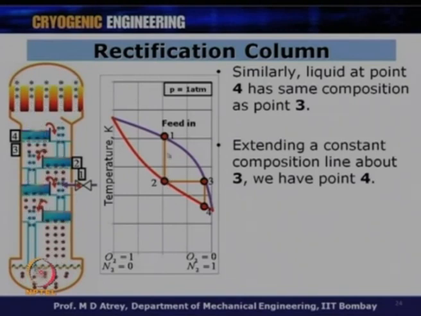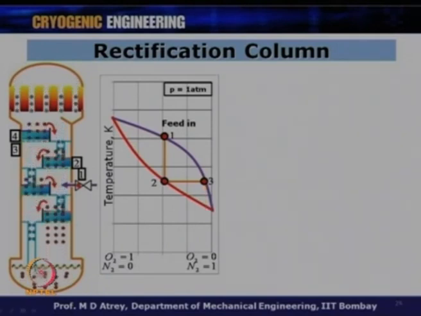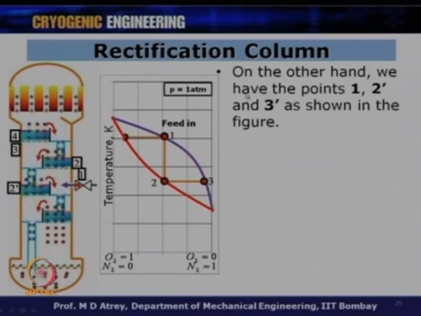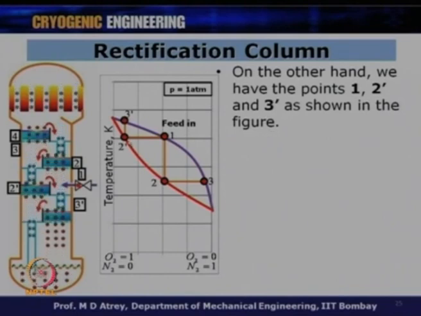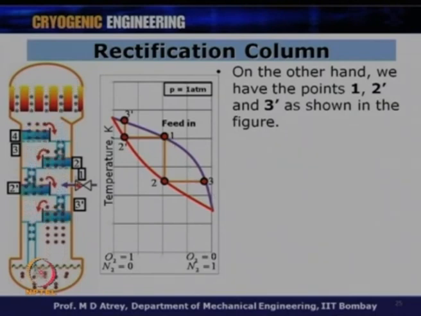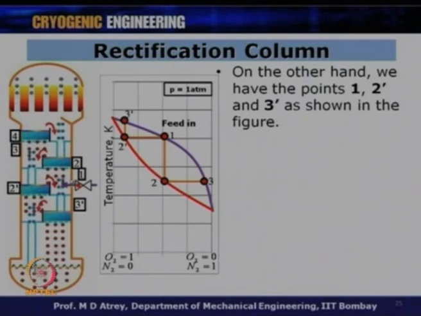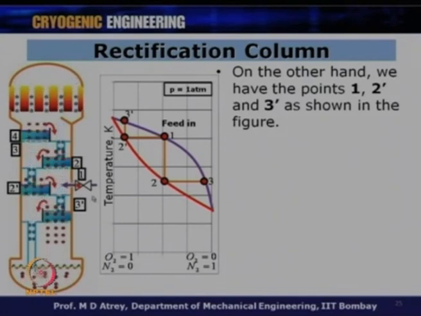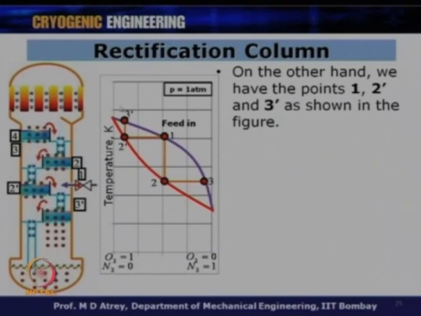Similar thing will happen on the plates below this point. All right, the plate below this point also will show this thing. On the other hand, we have the points 1 dash, 2 dash, 3 dash as shown in this figure, and you can see that 3 dash will indicate the vapor condition at this point. So, things above the feed line are going to be shown on the right side of this curve, while the temperature and composition of the liquid and the vapor below the feed line are going to be shown on the left side of the feed by the 1 dash, 2 dash, 3 dash and 4 dash curves. This is very important to understand.